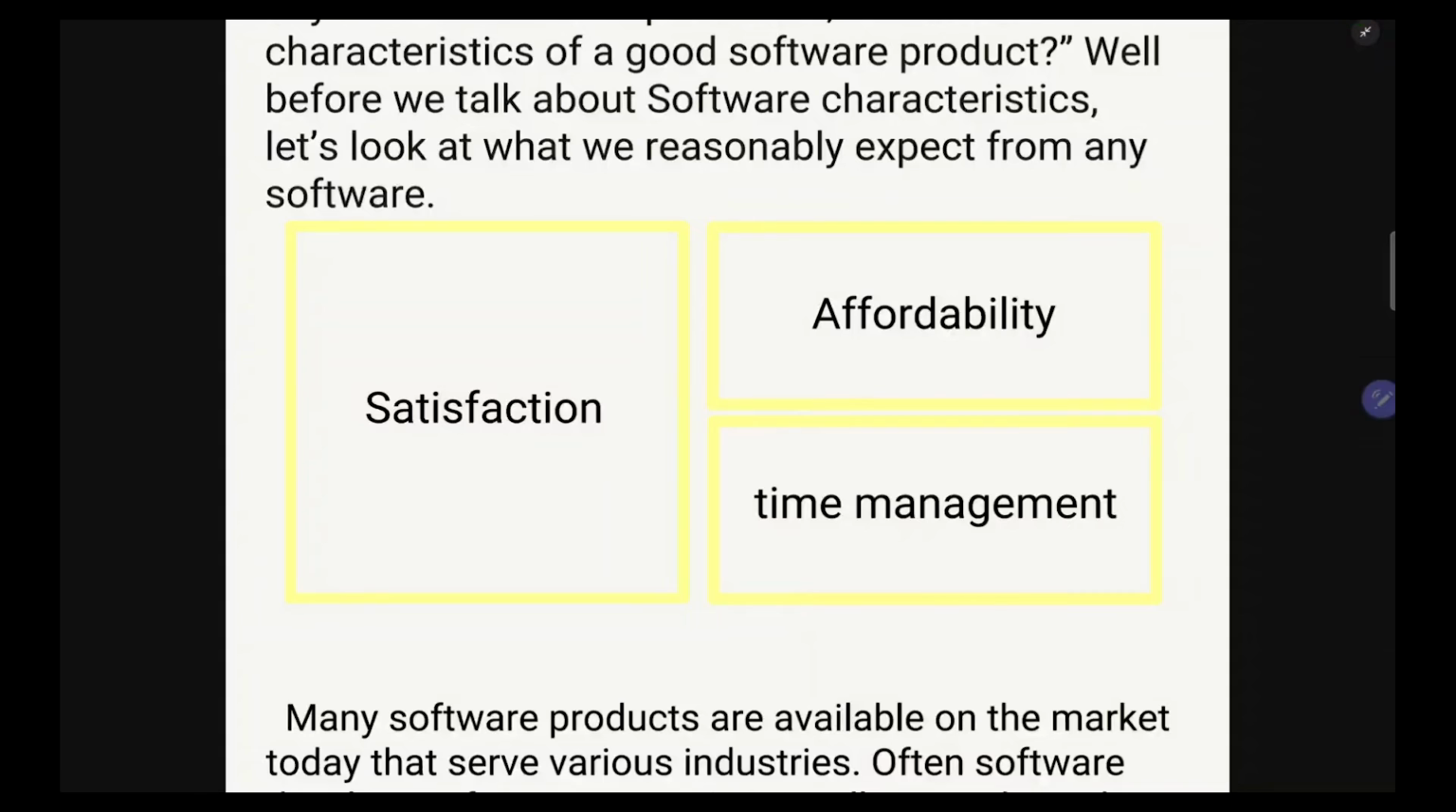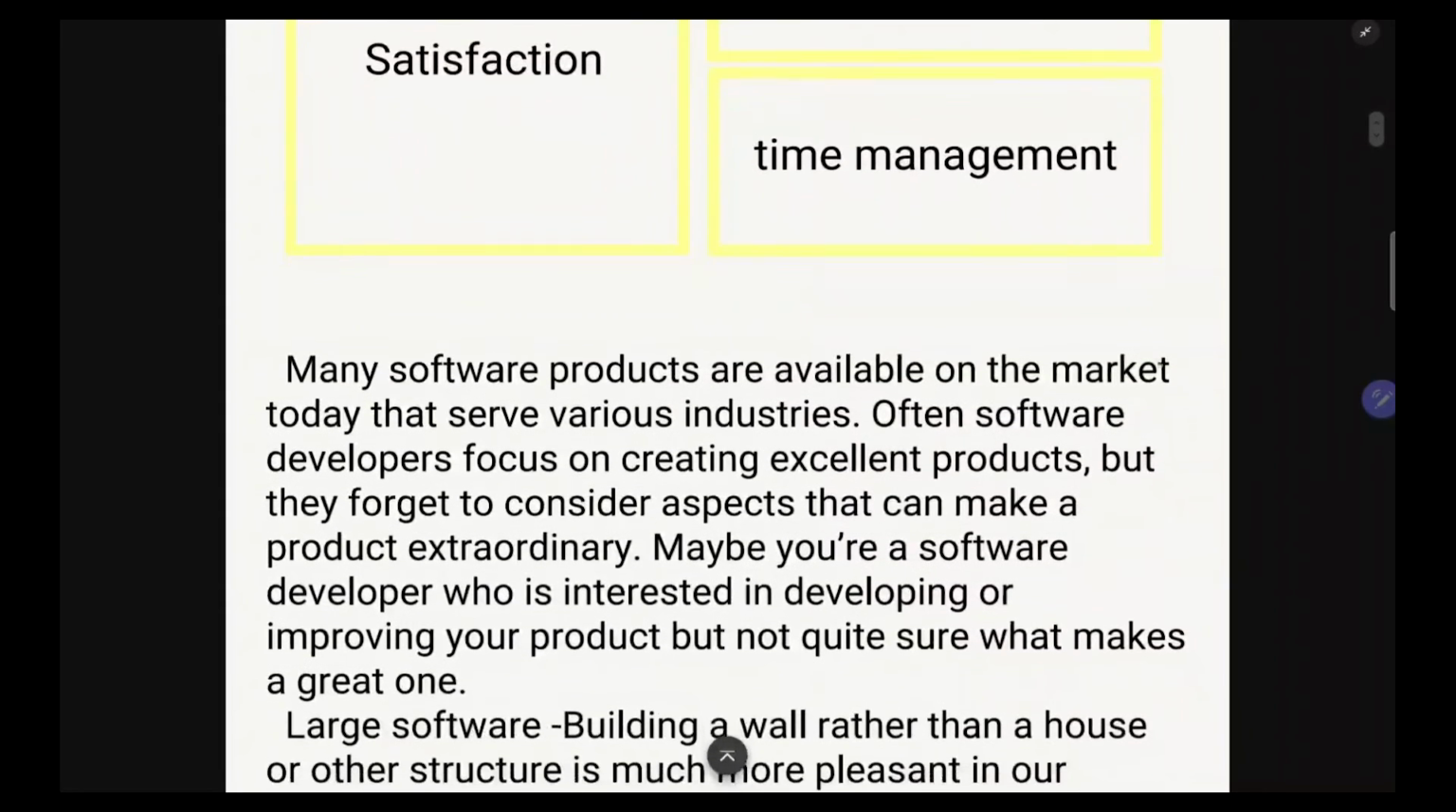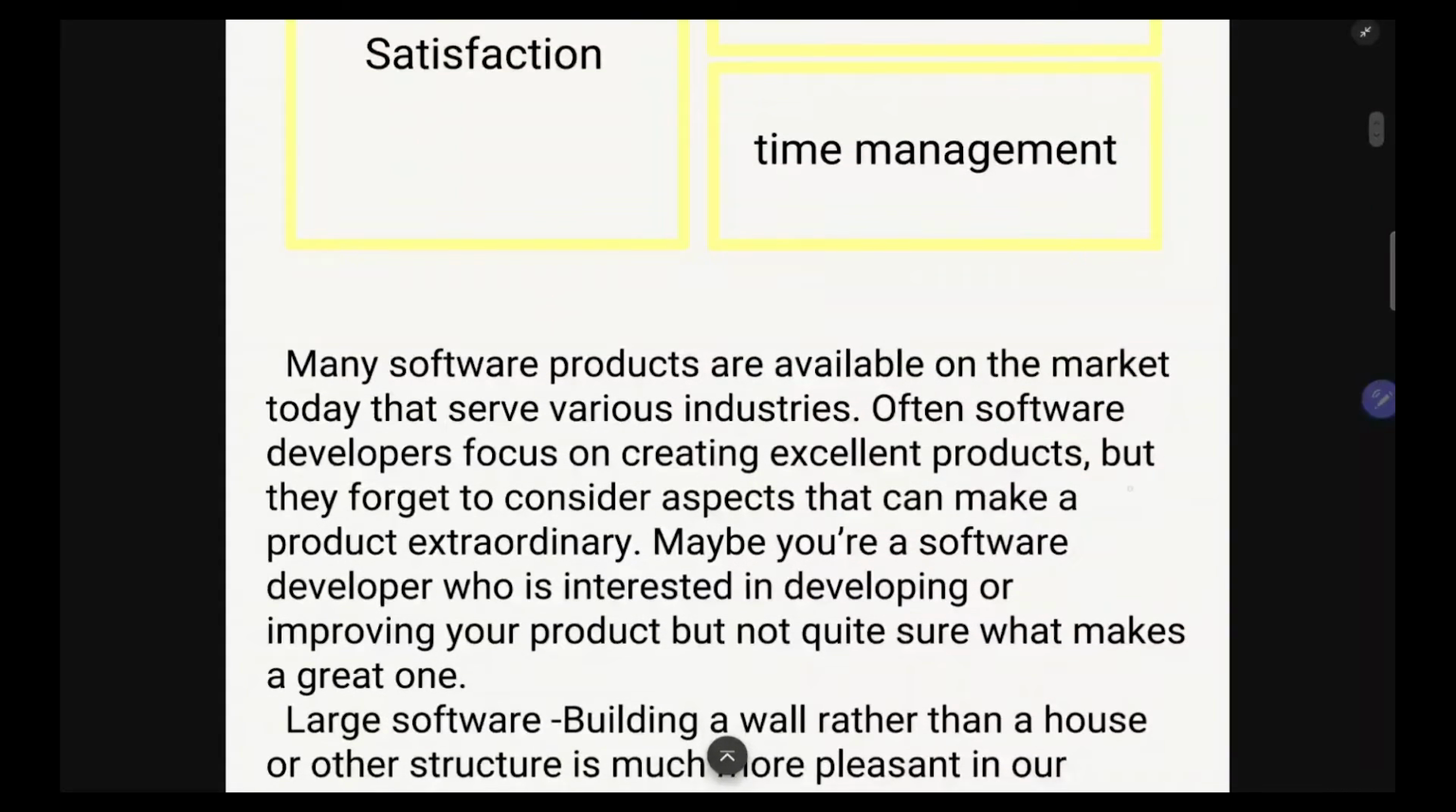Many software products are available on the market today that serve various industries. Often, software developers focus on creating an excellent product, but they forget to consider aspects that can make a product extraordinary. Maybe you are a software developer who is interested in developing or improving your product, but not quite sure what makes a great one.